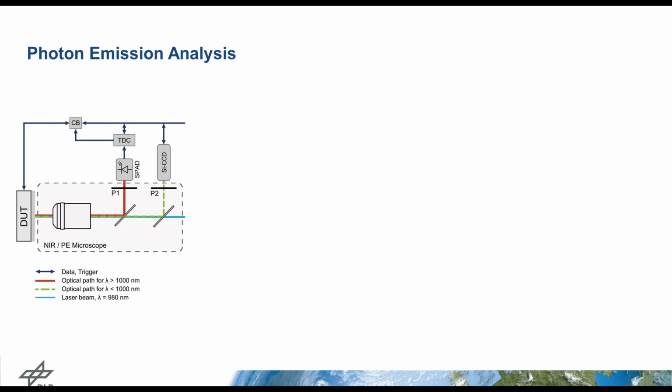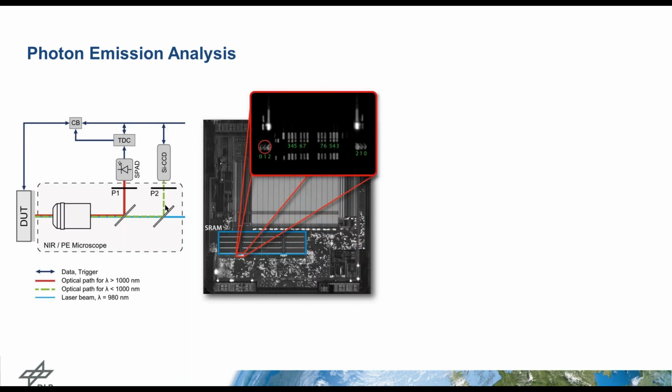So let's come back to the setup. I mentioned that we have different wavelengths here. As I mentioned, there is a tail of the photon emission in the visible range, and we are detecting this part with the silicon CCD. We are using this to get an overview image, an integrated image over the photon emission, as an example is shown here.